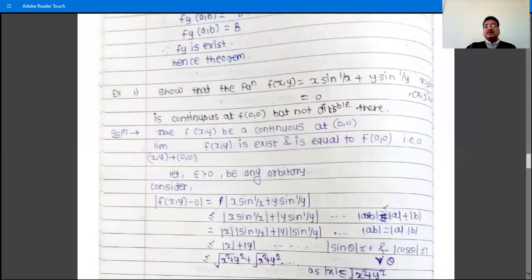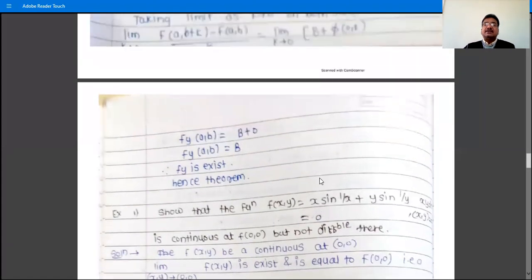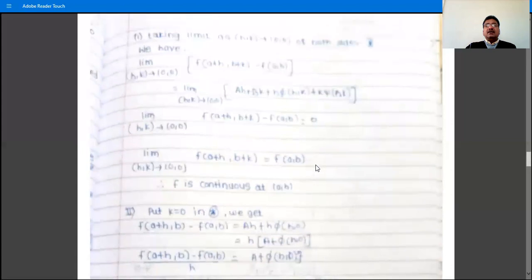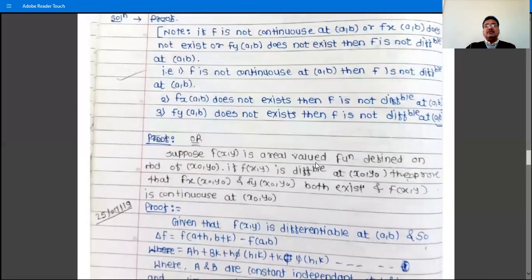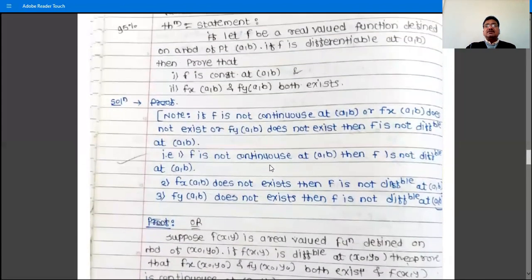The second part of the example is we have to show the function f(x,y) is not differentiable at (0,0). And how can we show the function is not differentiable at (0,0)? Use either this necessary condition, that is, if the function is not continuous at (a,b), then the function is not differentiable at (a,b).